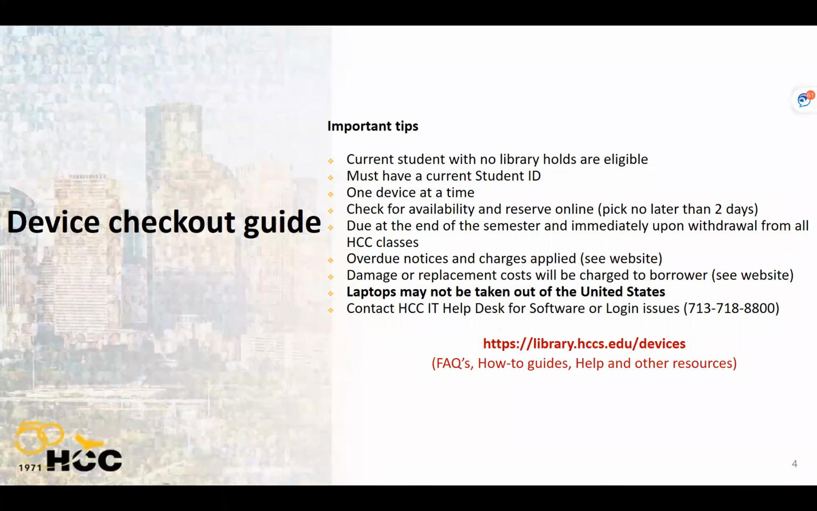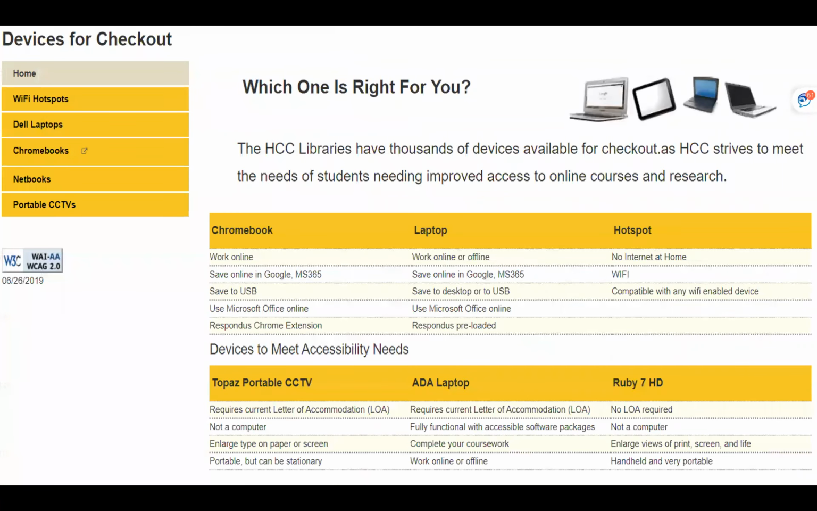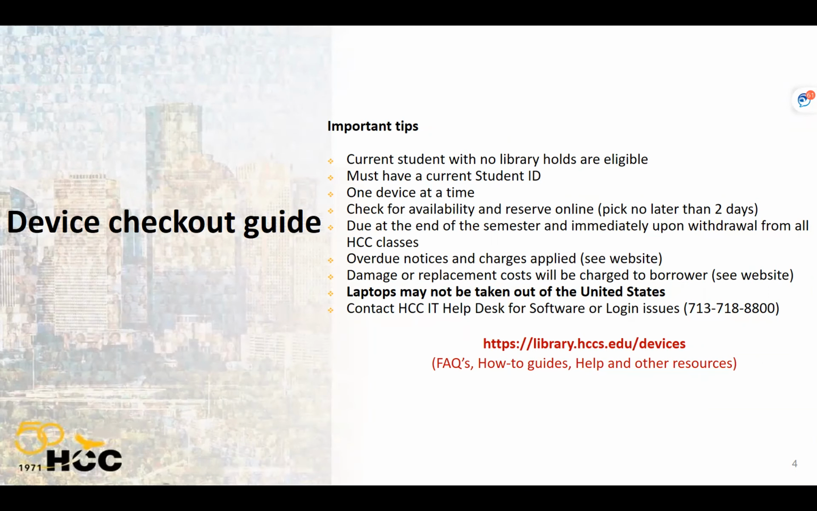It's important to note that you can check out one device at a time. So Chromebook, netbook, laptop, you can't check these out simultaneously. You have to return one to check out the other one. You can also go online to library.hccs.edu/devices and check for availability and make a reservation online.